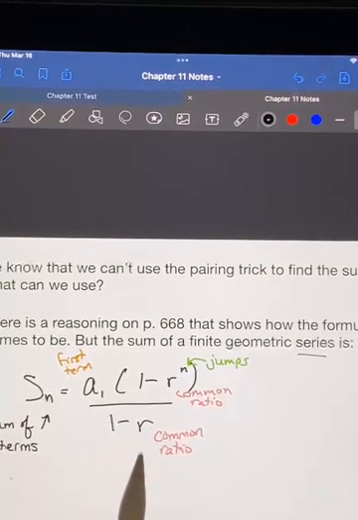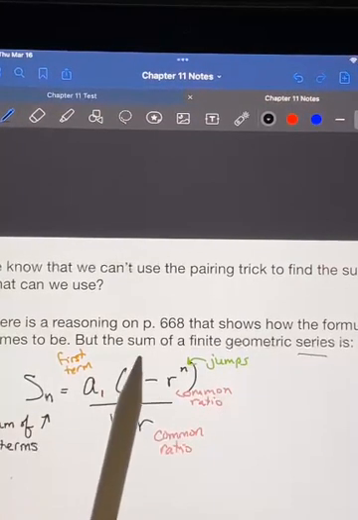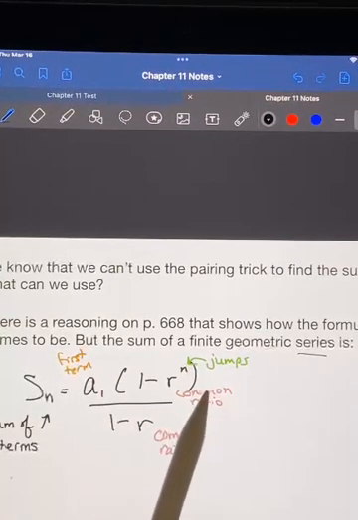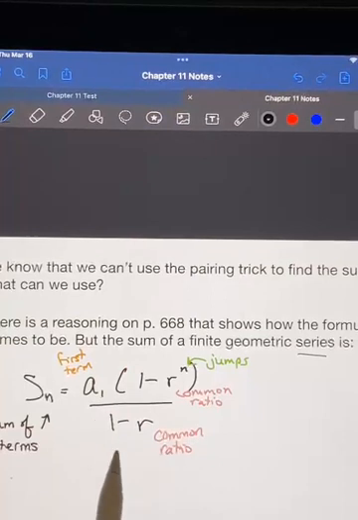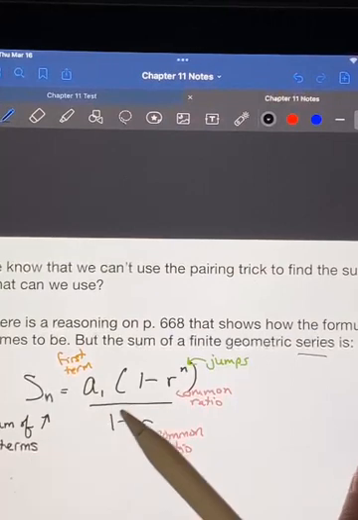And then we've got 1 minus our common ratio. So technically what you're going to get in most instances is a negative value here in the numerator. And you're also going to get a negative value here in the denominator. And those two negative values are going to cancel each other out.